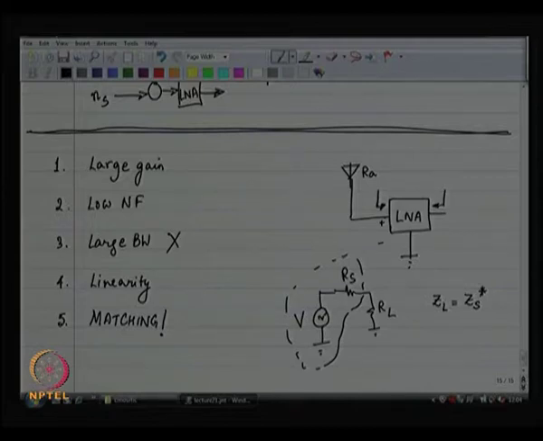But when I am talking about the LNA output, here I have direct control over what the RS is. So, RS equal to 0 will give me the best gain, right. If I can make RS as small as possible, then I can get highest possible gain given a load.